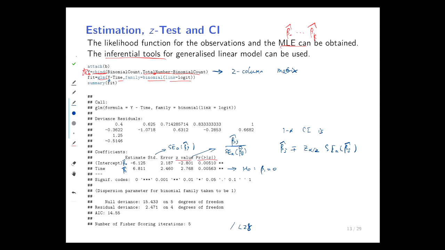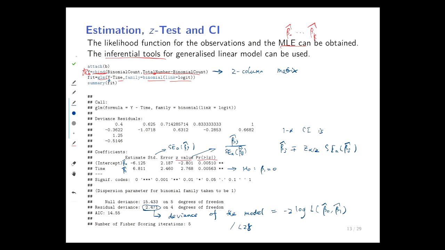The last thing I need to explain here is the residual deviance. This is actually the deviance of the model. And if you still remember, the deviance just equals minus 2 times the log likelihood value. So here we have the likelihood of beta 0 and beta 1, because we only have 2 parameters. That's the deviance of the model with one explanatory variable, time.